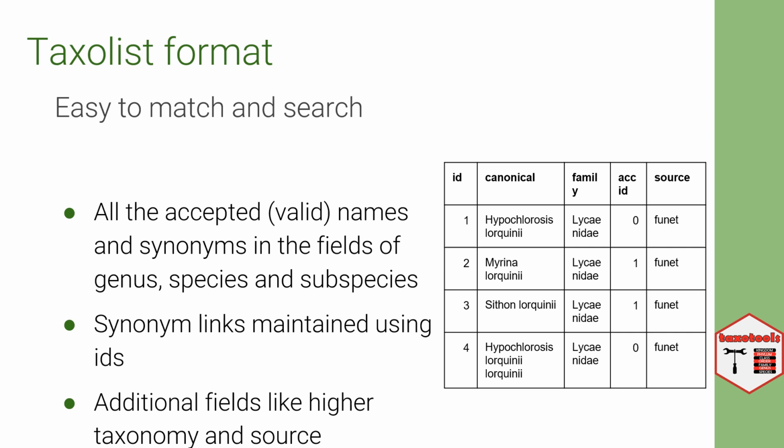So I came up with a taxo list format, which is very easy to match and search across the lists. What I've done is all accepted names and synonyms are maintained in the same fields of genus, species, and subspecies. And synonymy linkages are maintained using the IDs. Additional fields like higher taxonomy and sources also can be added.